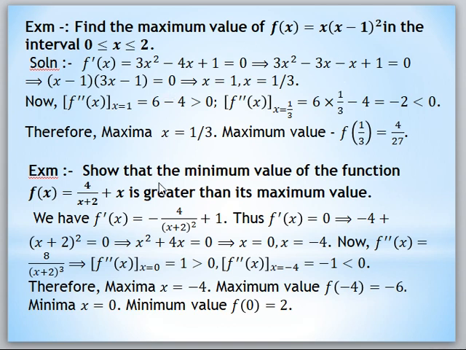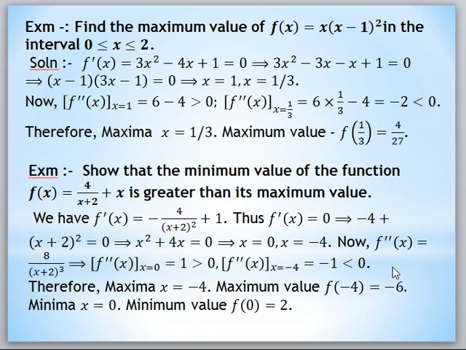Now in the second problem, you see that the result is very peculiar, interesting. Show that the minimum value of the function f(x) = 4/(x + 2) + x is greater than its maximum value. So first of all, let us find out how we can find the maximum and minimum value and check what we get. First we find the derivative, f'(x) = -4/(x + 2)^2 + 1, and we put f'(x) = 0, and that gives us the two turning points as x = 0 and x = -4.